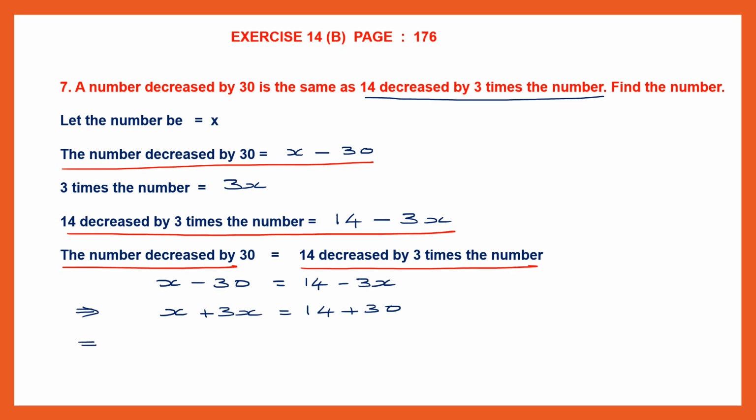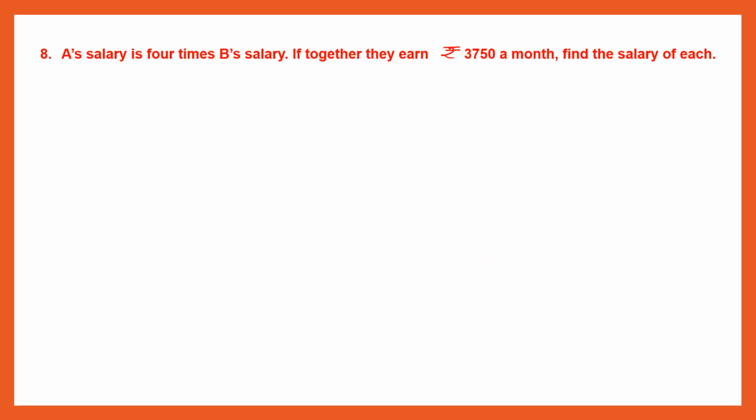So here now we have x plus 3x, that is 4x. 14 plus 30 is 44. So now we can find the value of x. X is equal to 44 divided by 4. Let's cancel 4 ones and 4 11s. So x is equal to 11. That means the number that we are asked to find is 11.